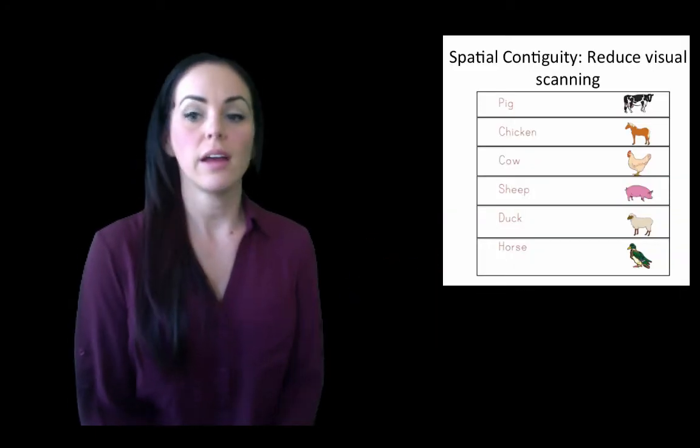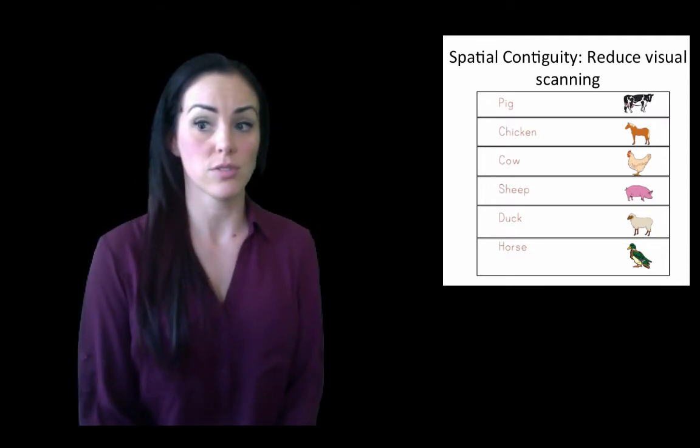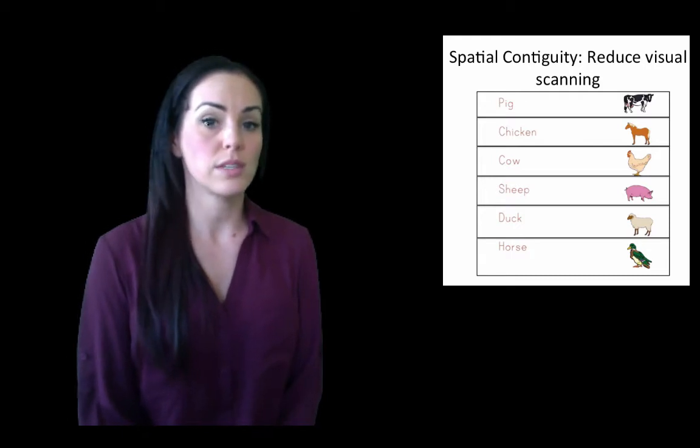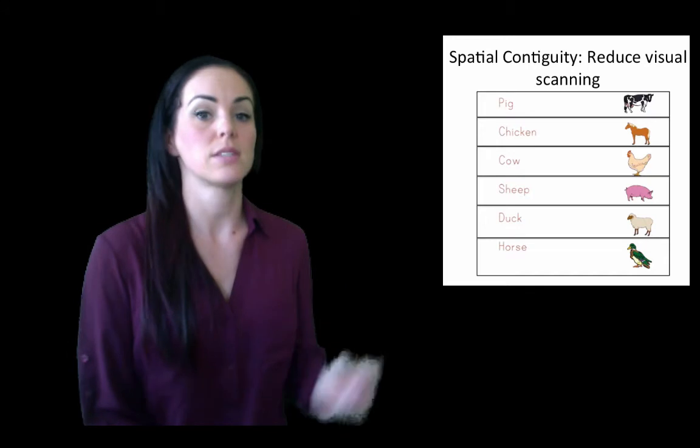The next principle we're going to talk about is the spatial contiguity principle. And look at the slide here that I have. And let's say that I'm teaching children how to spell the names of the animals shown in the pictures, okay? So the first one you see in the picture is actually a cow. Well, what's the word that's listed beside the cow?